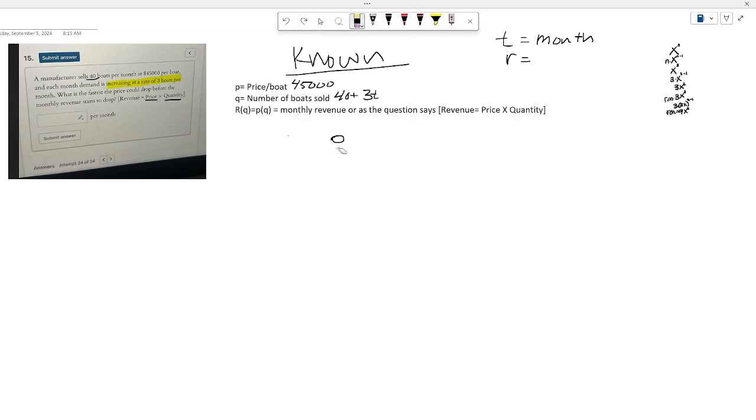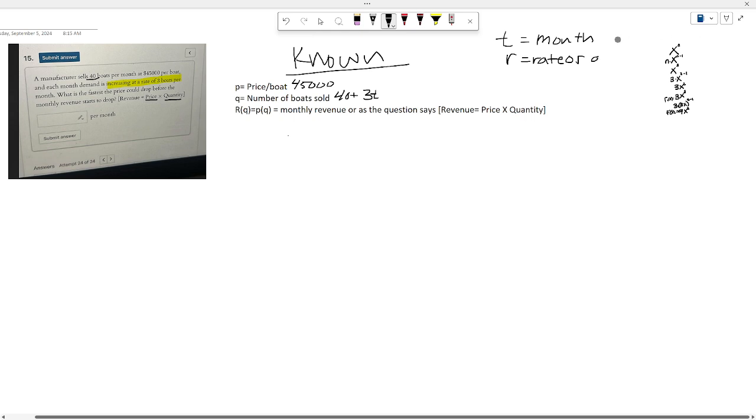All right. The next function we have is the price per boat. Right here we have $45,000 per boat, and we're looking for how much the price could drop before the monthly revenue starts to drop. So we're going to use R as the rate of drop. Okay, so 45,000 minus the rate of drop times the month. Well, month is denoted as T. I don't want to use M because M is slope. Okay, so that's all the setup.